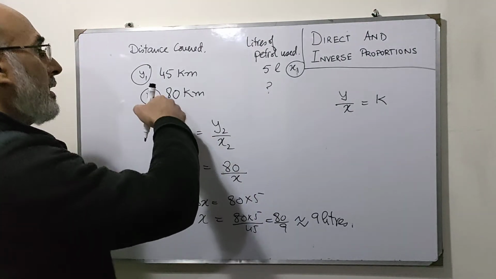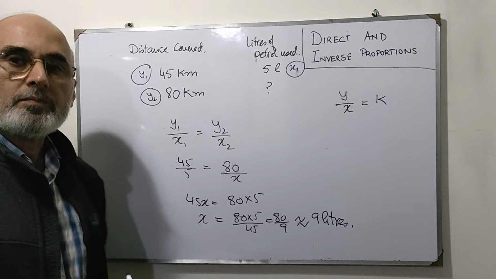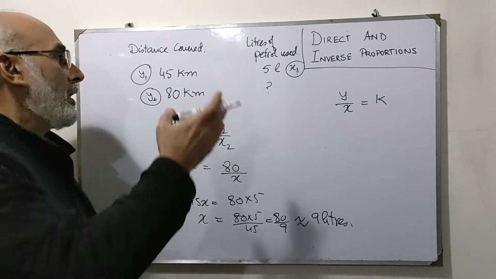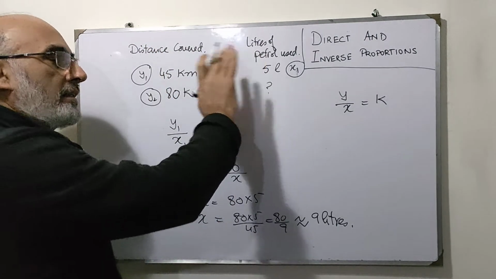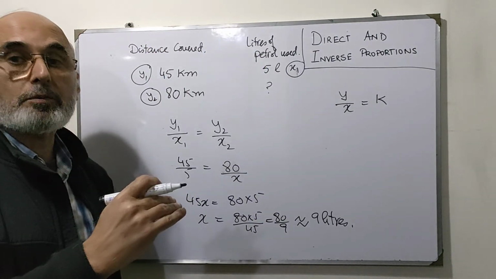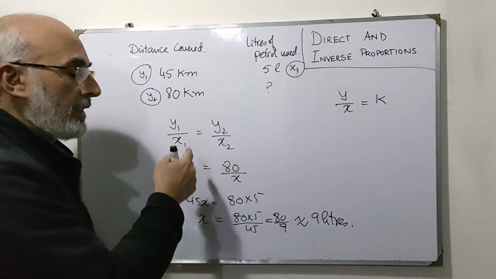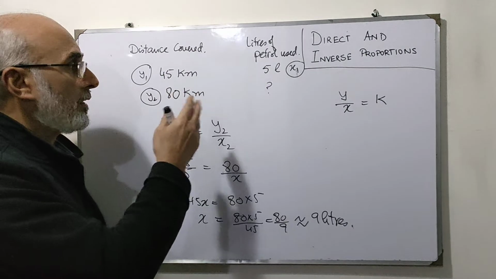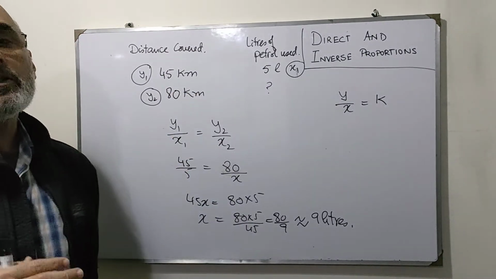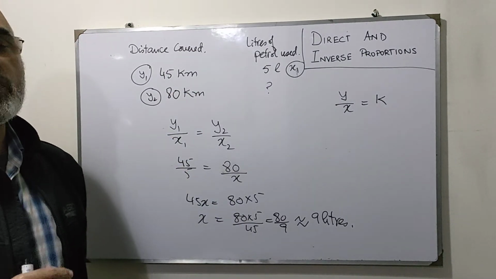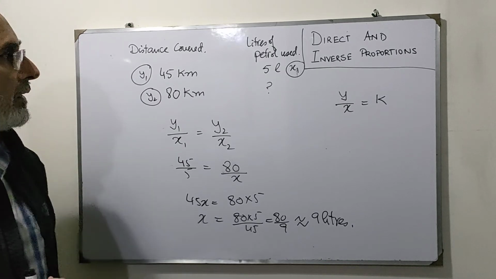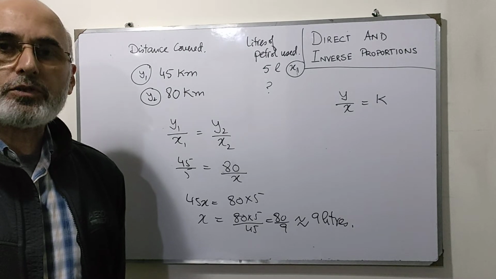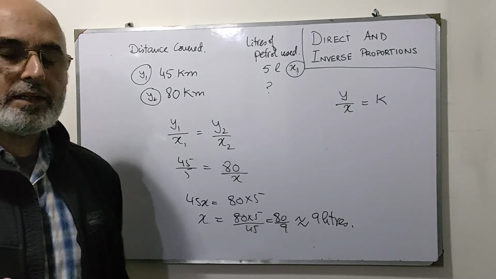So you see, the more distance you are covering, the more liters of petrol are needed, right? The less distance you are covering, the less petrol is needed. So it's a case of direct proportionality, and we have applied the ratio method to calculate this value, right? So let's do one more example and apply the same method of ratios to find the unknown, right?